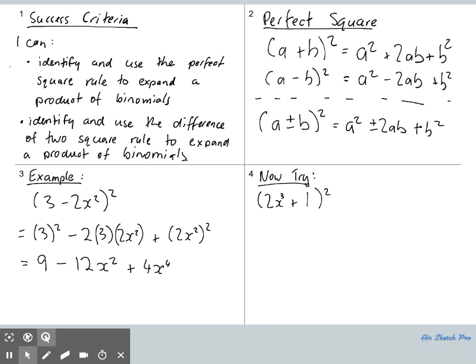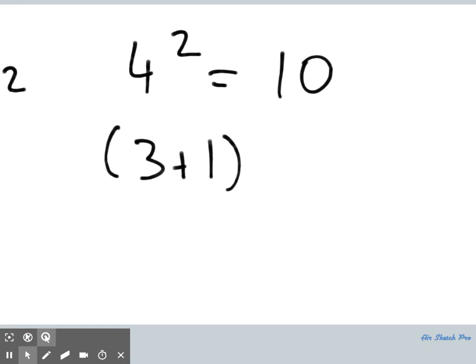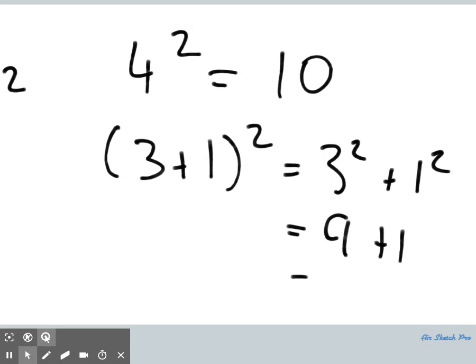As I explained to another student, it's a little bit like this. 4 squared is equal to 10, right? Because 4 is just 3 plus 1 squared. And that's equal to 3 squared plus 1 squared, and that's equal to 9 plus 1, which is equal to 10. Now, clearly that's bonkers because 4 squared is 16. So what's missing? The middle term in your expansion.